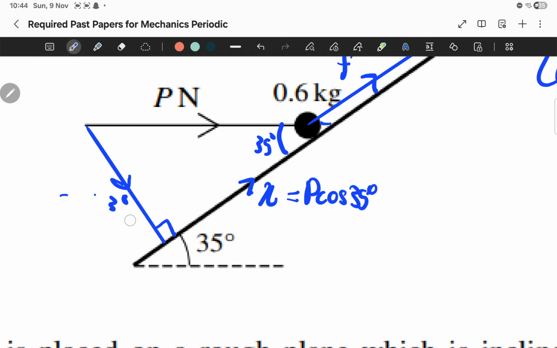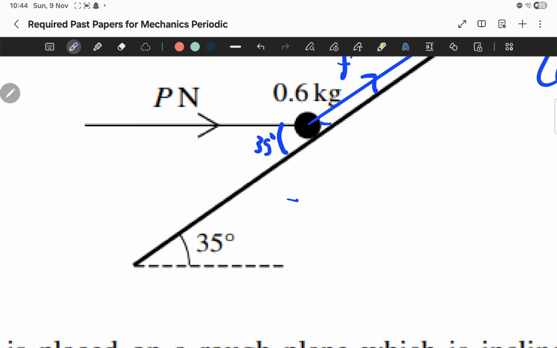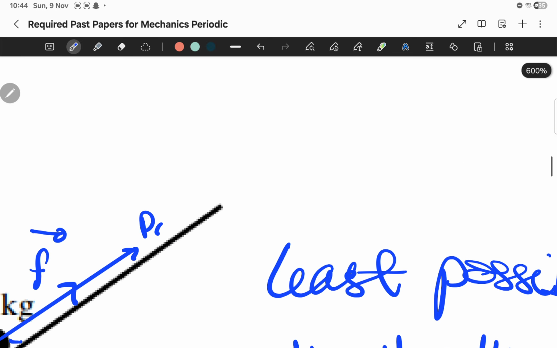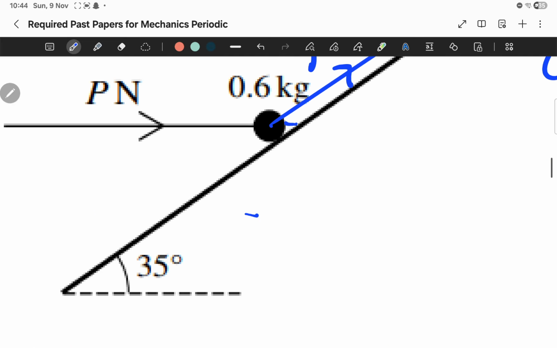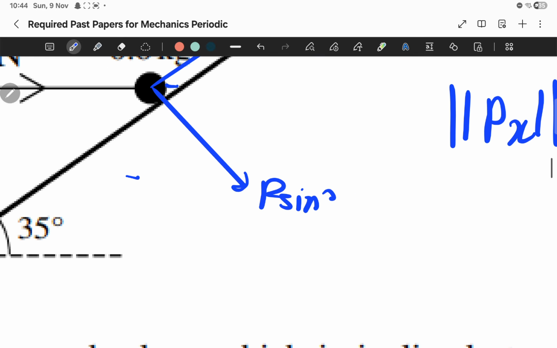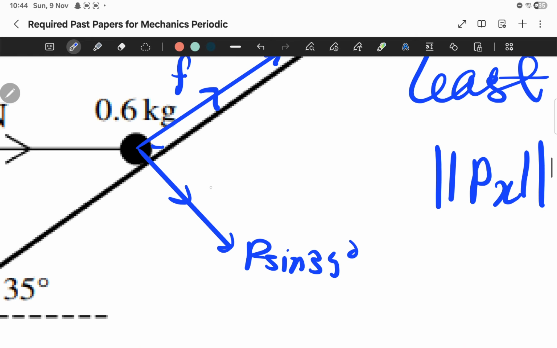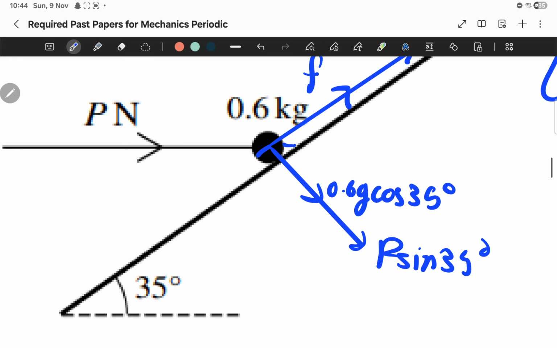So we don't need this anymore. We know which way the force is going. So P cos 35. And then here you're going to have P sine 35. Again, these are all not to scale. I don't know if the y component of the weight is greater than this. I actually have no idea. So you're going to write W here, or sorry, mg cosine 35. This is 0.6. Now you have the x component of the weight.